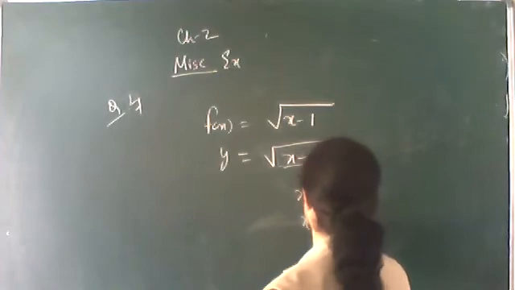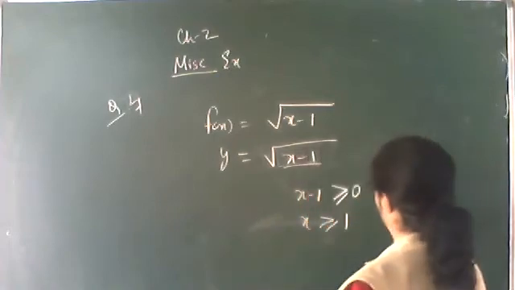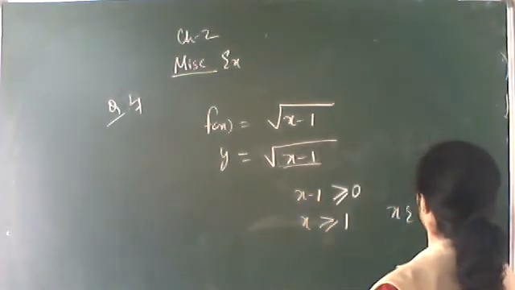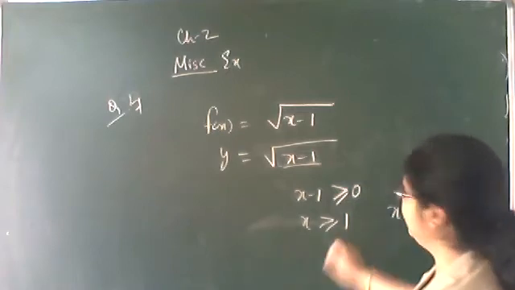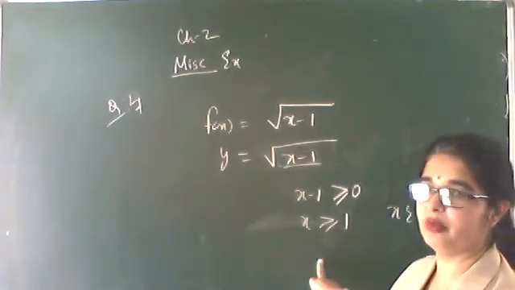So x will be greater than or equal to 1. So x belongs to 1 to infinity. Now 1 will be included. Why? Because the equal to symbol is there.